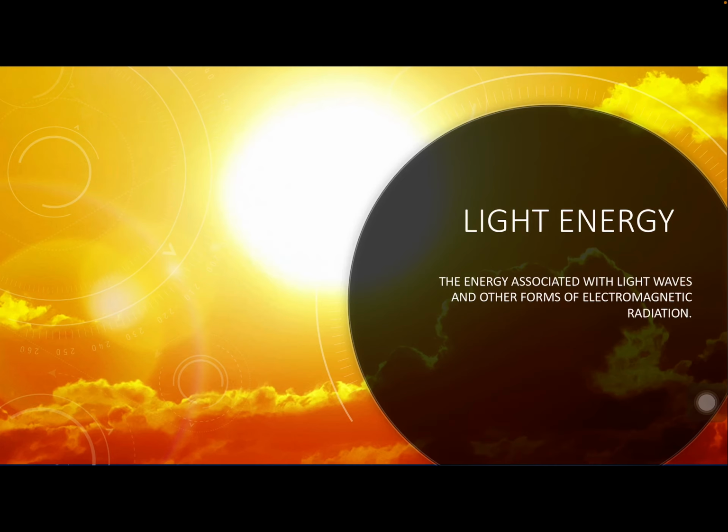First thing we look at is light energy. This is the energy associated with light waves and other forms of electromagnetic radiation. Now, the thing that I like to associate the most with light energy is the sun. The sun is the main source of our light energy. And yes, we can talk about our light bulbs. It is a source of light energy as well, but our light bulb source for that light energy is electrical. Meanwhile, the sun has no source. It's just light energy. And we can convert that light energy into electrical energy.